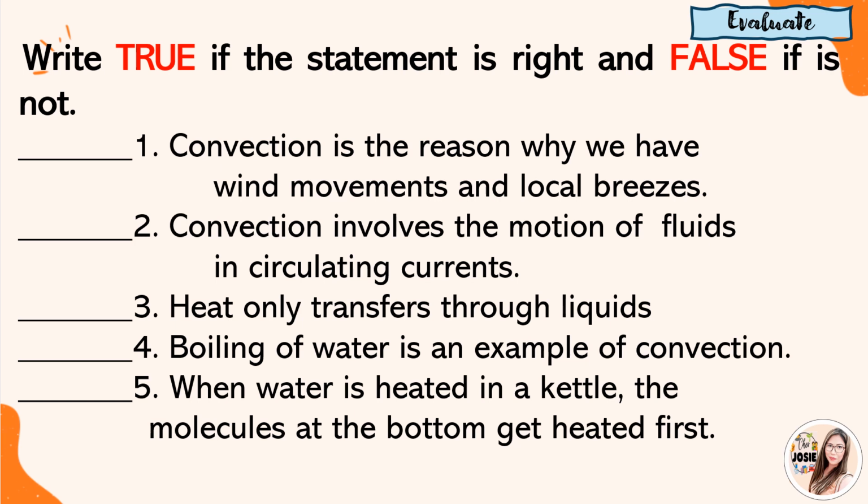For number 1, convection is the reason why we have wind movements and local breezes. The answer is true. For number 2, convection involves the motion of fluids in circulating currents. The answer is true. Number 3, heat only transfers through liquids. The answer is false. Number 4, boiling of water is an example of convection.